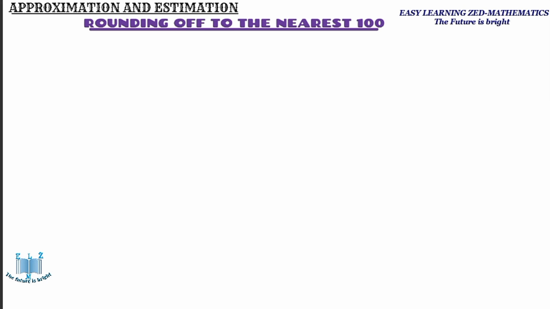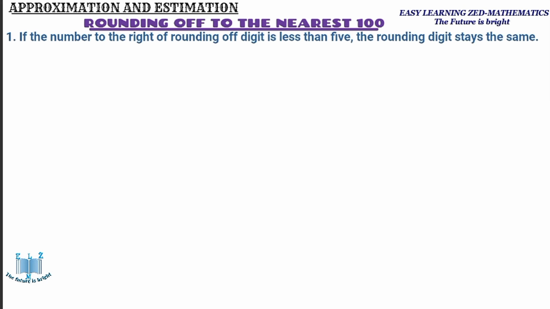Okay, so before we start rounding off numbers to the nearest 100, let's go through the golden rules of rounding off numbers. The first rule is if the number to the right of the rounding off digit is less than 5, the rounding digit stays the same. So the rounding digit stays the same when the number to its right is less than 5.